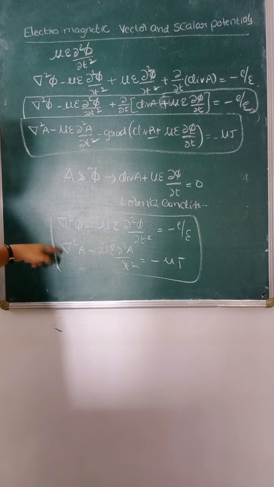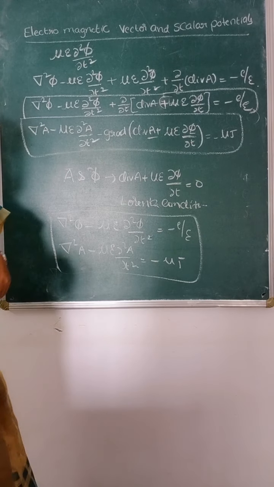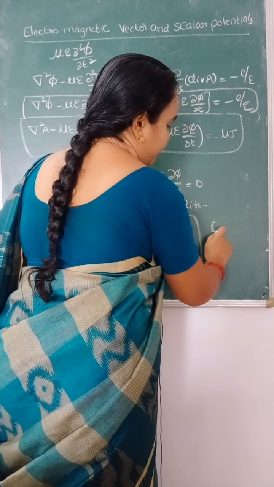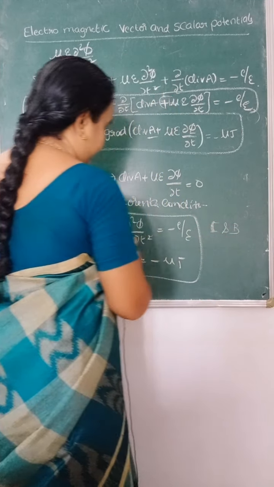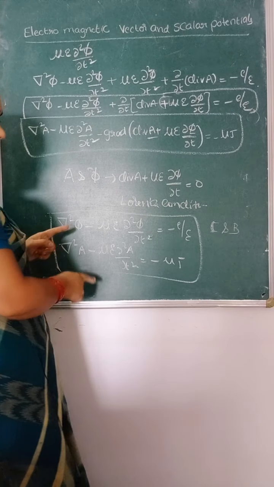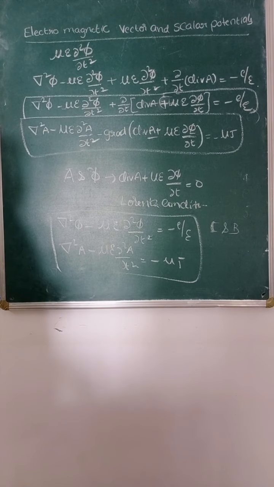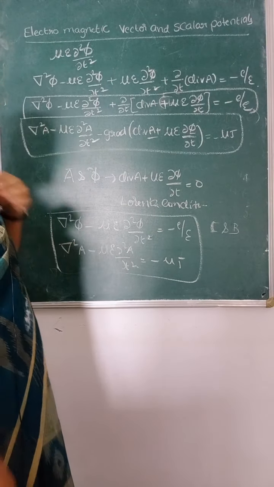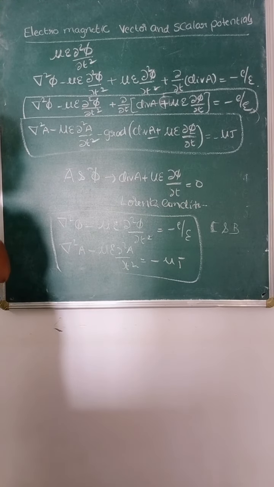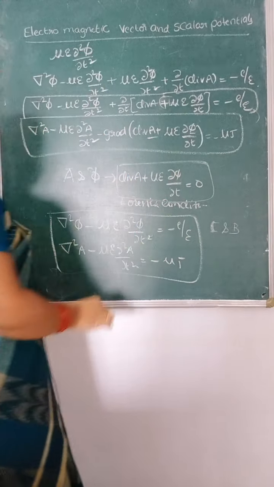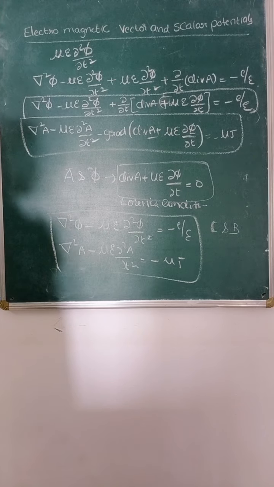From these two equations also we can find out the electric and magnetic field vectors, and from these equations we can calculate the magnetic vector and scalar potentials. This is regarding the electromagnetic vector and scalar potentials. This condition is called the Lorentz condition. These two equations are the Maxwell's equations in terms of A and phi.